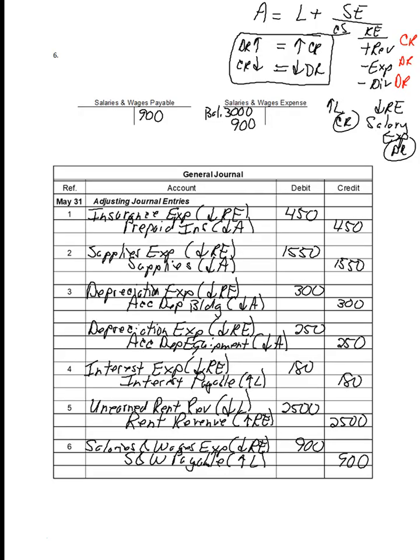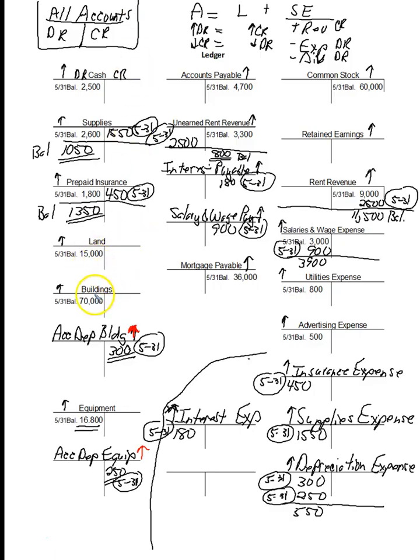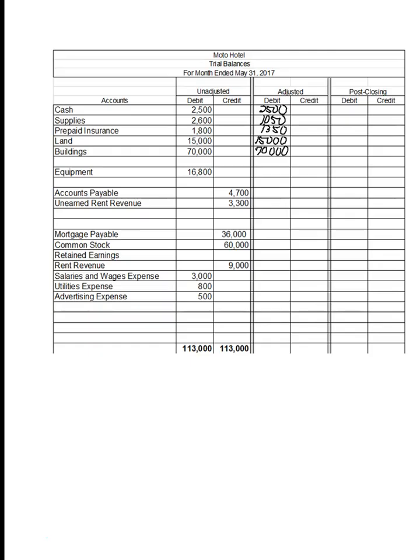Let's go take a double peek on that. Yes, land and building stayed the same. Then we have these accumulated depreciation accounts, 300 and 250. I need to add those in. So we're going to have, I'm just going to abbreviate it, accumulated depreciation for the building. And that was a credit, had a credit balance of 300. By the way, equipment didn't change. But we had accumulated depreciation for equipment.